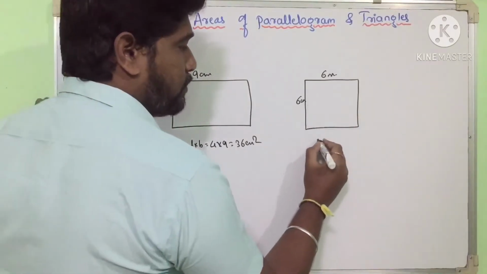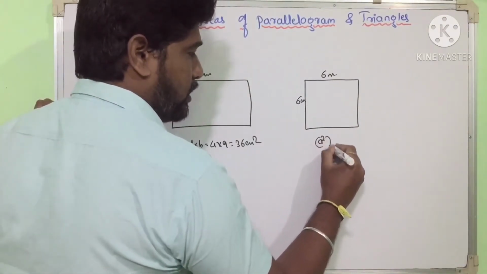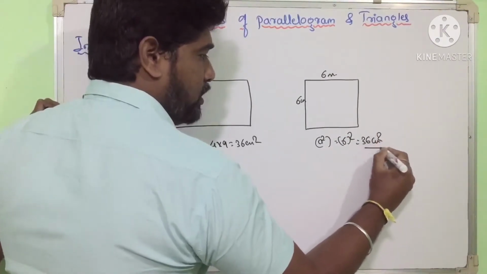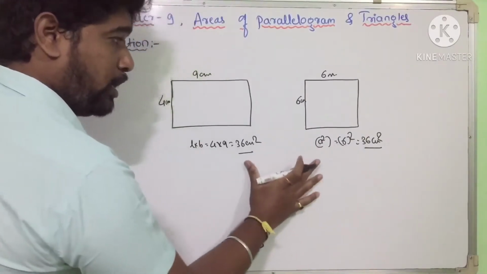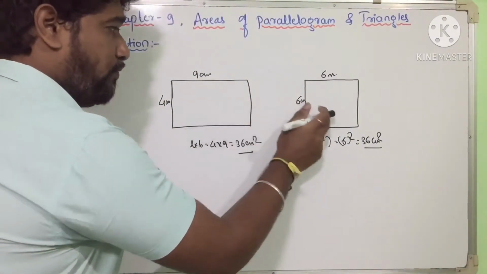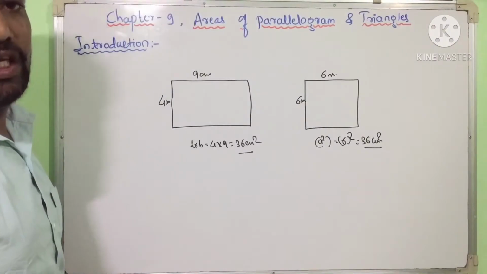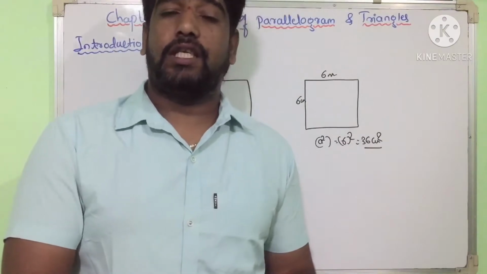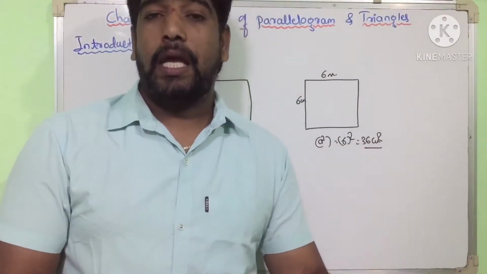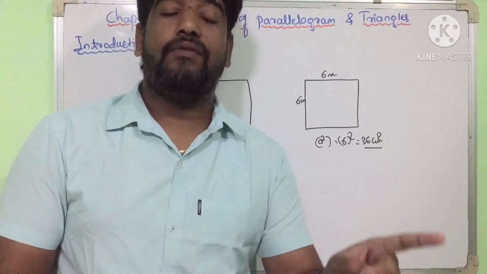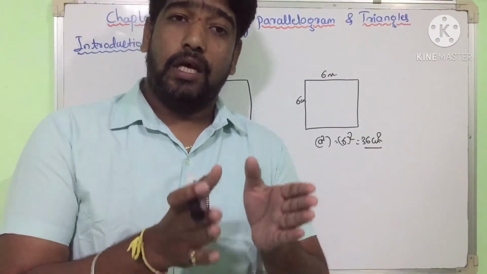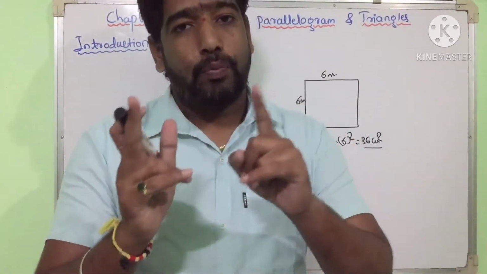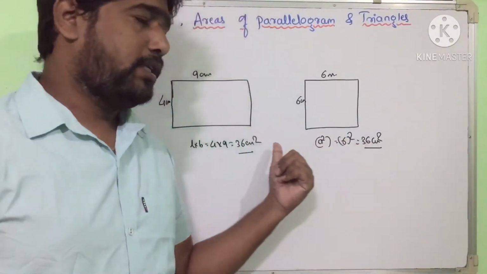So here the area of a square is side square, or a square. So this is equal to 6 square, is equal to 36 centimeter square. See here, the areas are equal, but these two figures are not congruent to each other. Is it clear? If two figures are congruent to each other, their areas must be equal, but this converse is not true. It means two figures having the same area need not be congruent. So here is the example.